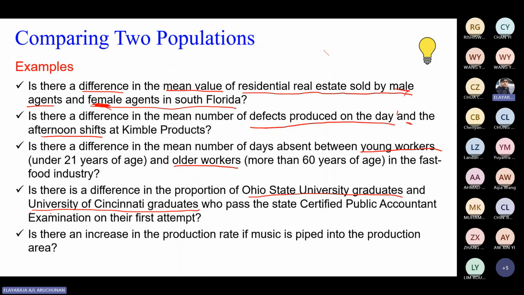So these are some of the examples, all right. This just gives you a picture so that you can easily identify how you can develop the hypothesis based on the two sample test, right, in order to do the statistical analysis. Okay.